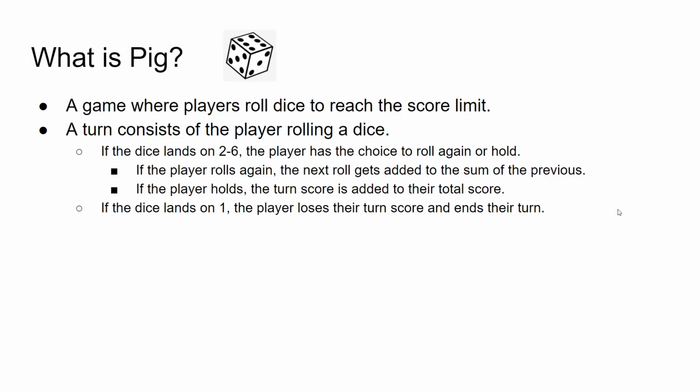So what is Pig? Pig is a classic dice game where players roll one dice to reach the score limit of 100. A turn consists of the player rolling a dice, but if the dice lands on 2 through 6, the player has the choice to roll again or hold. By rolling again, the score that you get next is added to the total score for that turn. If the player holds, their turn is ended, and that total turn score is added to their total score. If the dice lands on 1, however, the player loses their turn score and ends their turn.